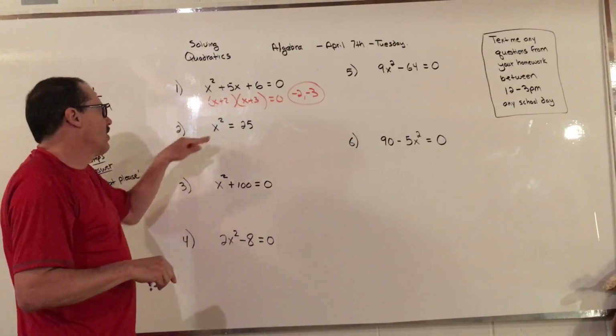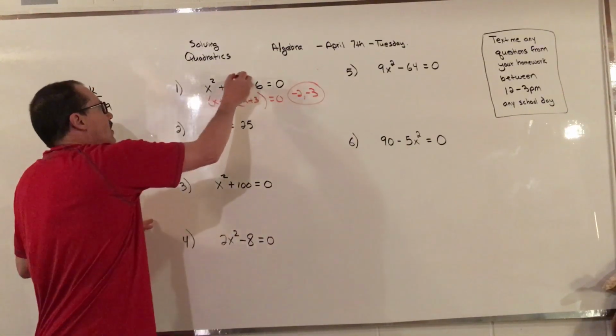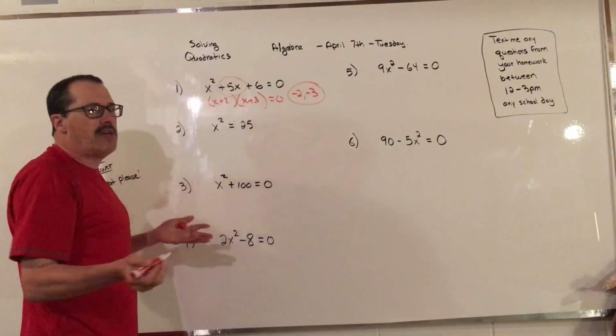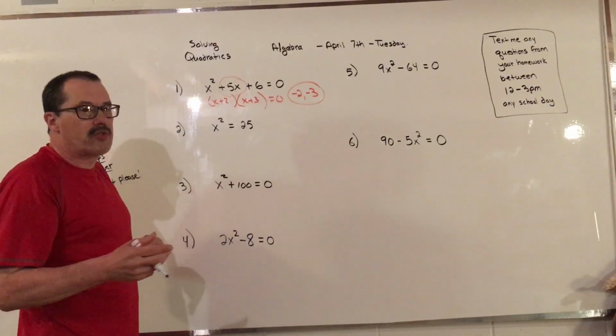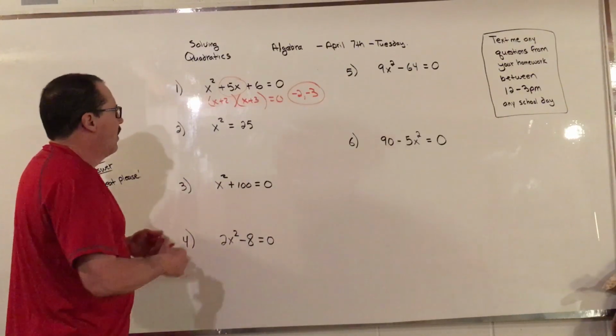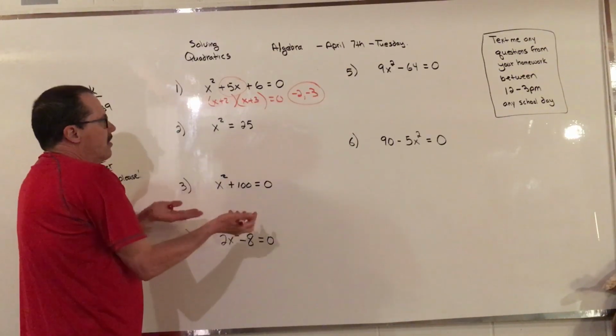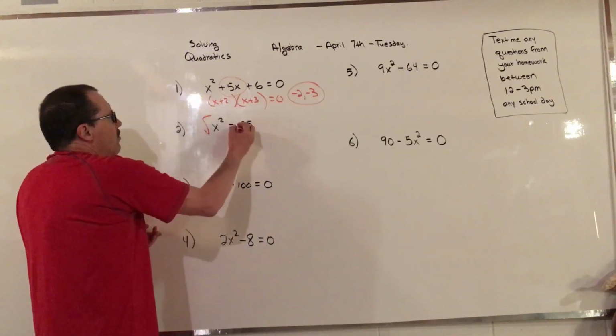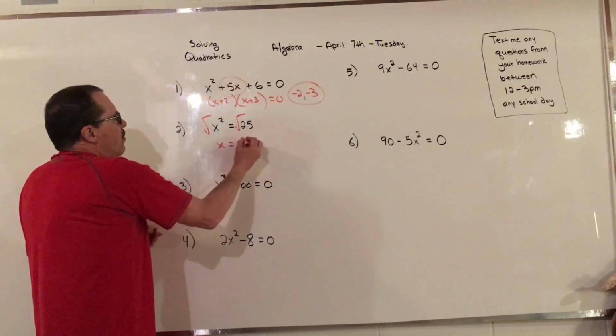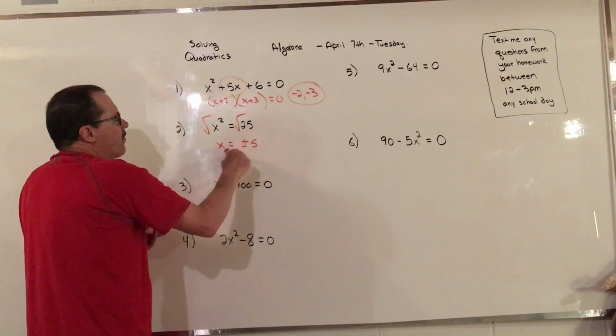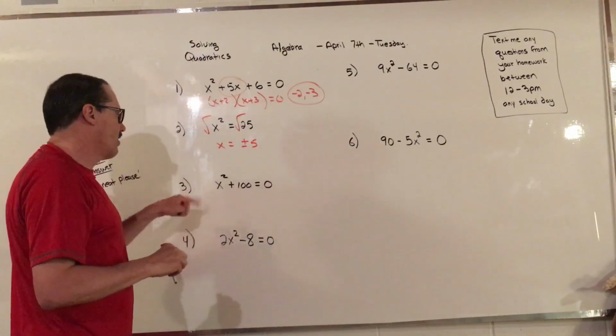Today we're going to look at ones that don't have the middle term. They don't have a b in them. So there's a really shortcut way to do those. If they give you something like this, all you have to do is take the square root of both sides, and x equals plus or minus 5. Don't forget to put your plus and minus on these.